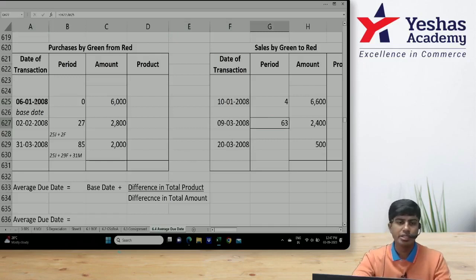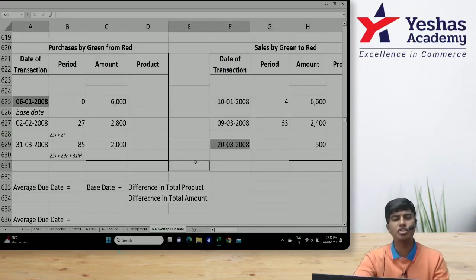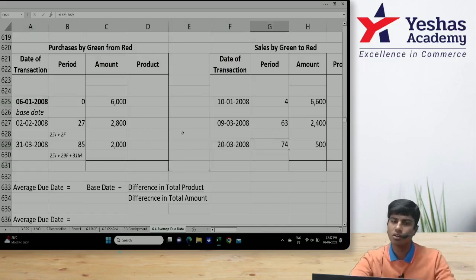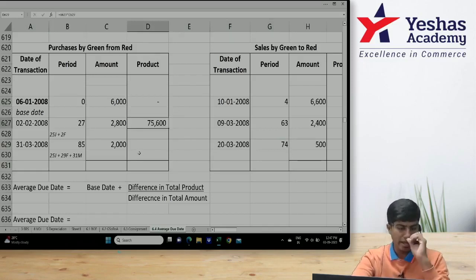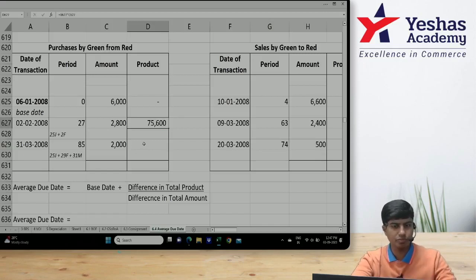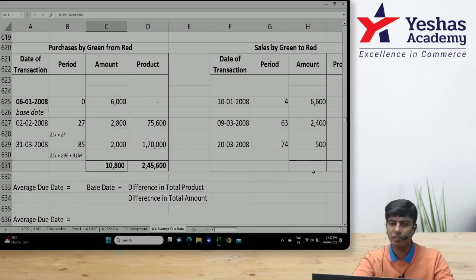63. Then 6th of January to 20th of March: 25 days in January, 29 days in February, 20 days in March. 70. Okay, now multiplication. 0 into 6,000. 0. 27 into 2,800. 85 into 2,000. 1,70,000. Total 2,45,600. Here 10,800. Here 11,500. Sorry, 9,500.